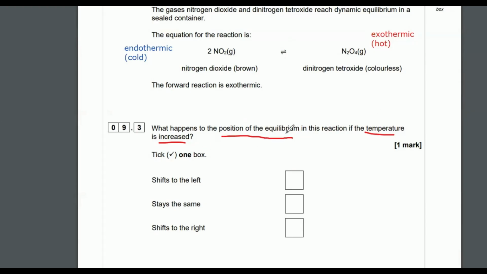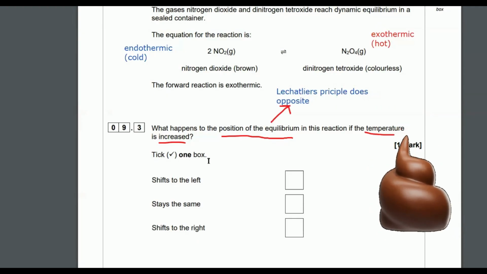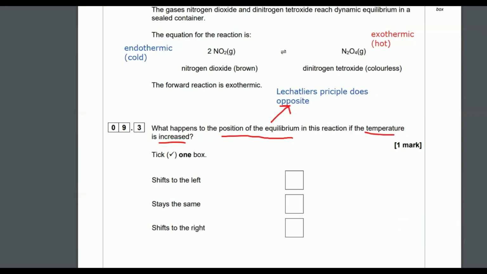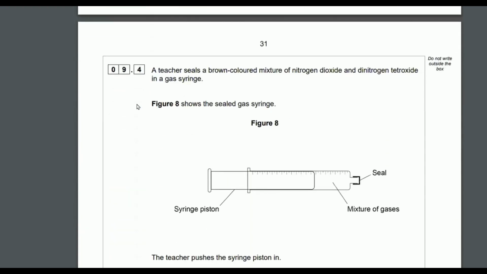So what happens to the position of the equilibrium in this reaction if the temperature's increased? Remember Le Chatelier's principle, right? The dude who said, whatever you do to a reversible reaction, it will do the opposite. So if we increase the temperature, the reaction is a reversible one. It tries to do the opposite. So it moves instead from the hot to the cold. You've increased the temperature, it tries to get cold. So we're going to say it shifts to the left. Okay, and you can call this the left and the right or the backwards and forwards. But in this question, they've called it left and right.